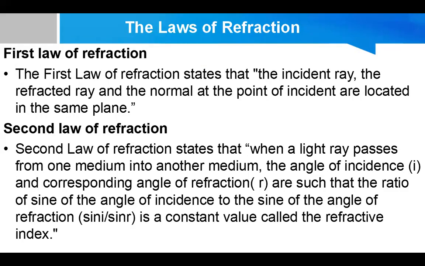Let's see the laws of refraction. The first law of refraction states that the incident ray, the normal ray and the refracted ray at the point of incidence are located in the same plane. So this is the first law, that the incident ray, the normal ray, and the refracted ray at the point of incidence all are located in the same plane. So you can see all three of them in the same plane.